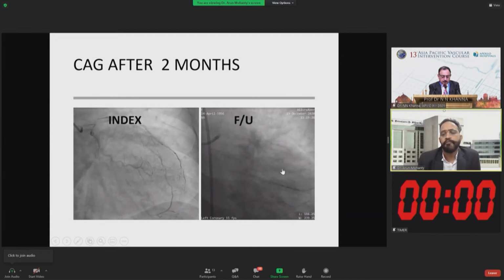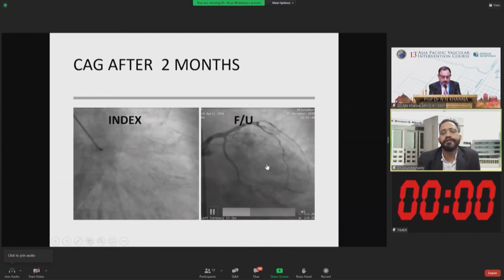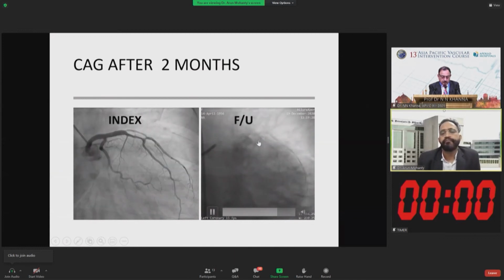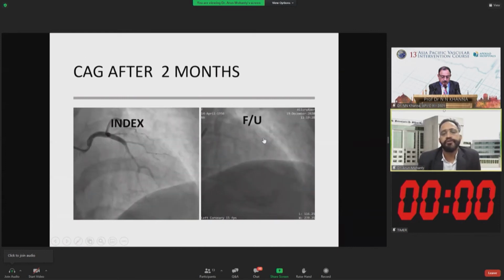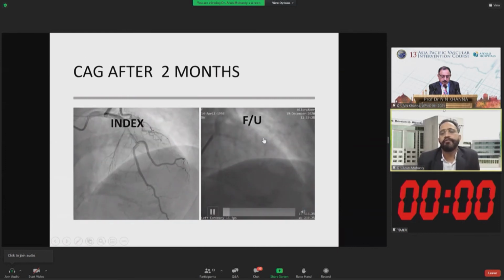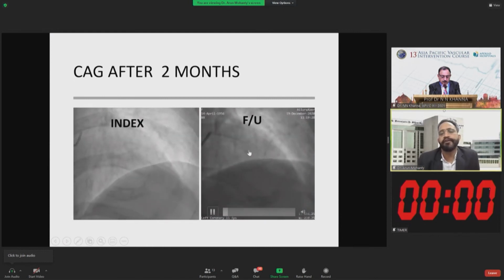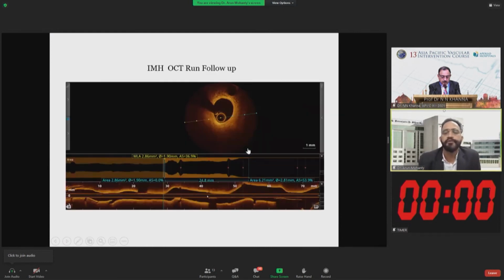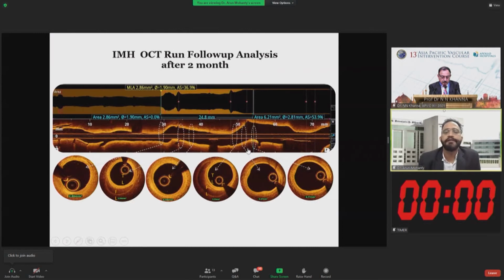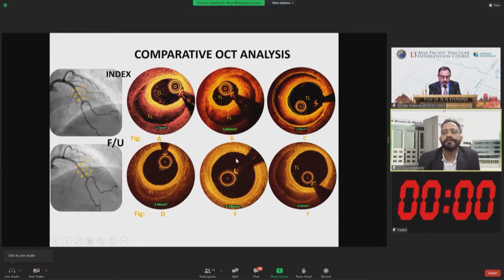At the follow-up after 2 months, one can see there is a very smooth angio. This is the index angio, and this is the follow-up angio. One can compare. This is a very good recovery. We have done an OCT also. And you can see in the OCT pictures there is a very minimal residual hematoma, and the lumen has grown further big, a very good lumen size, and the patient is doing very well.